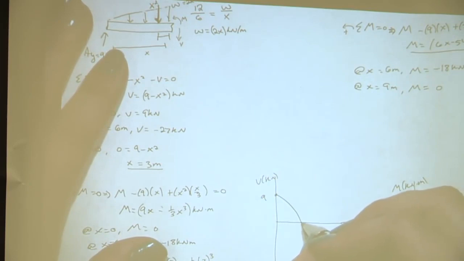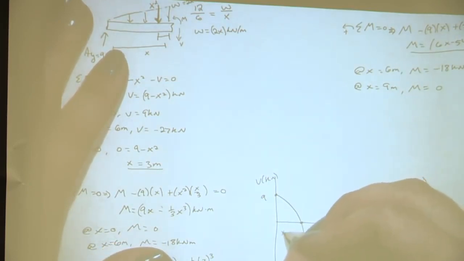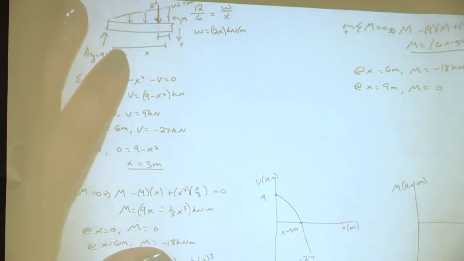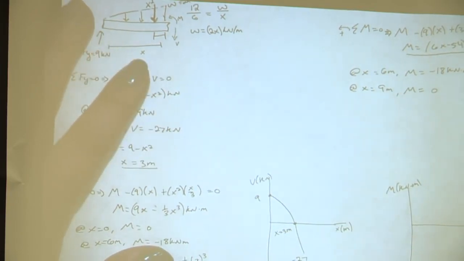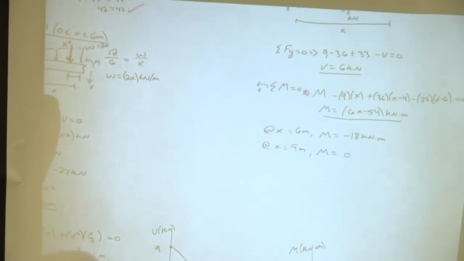So you're saying right here? Yeah. Okay, so that was x equals 3 meters. Okay, and then what? Do we get over our next cut section? Okay, so let's go back over here.